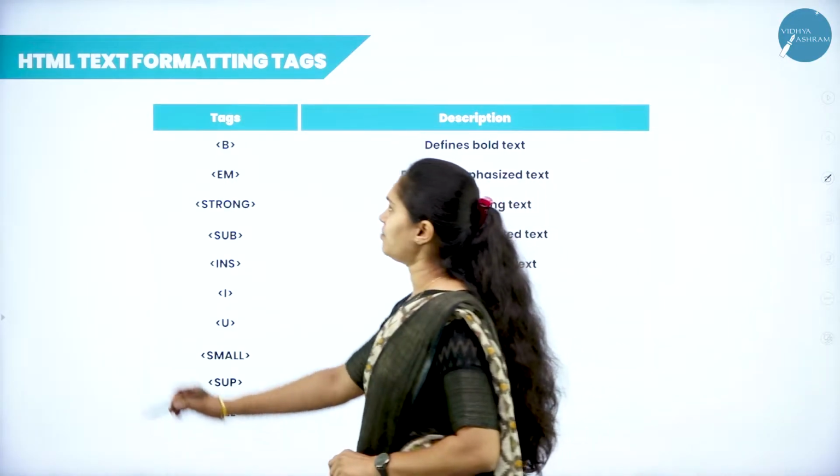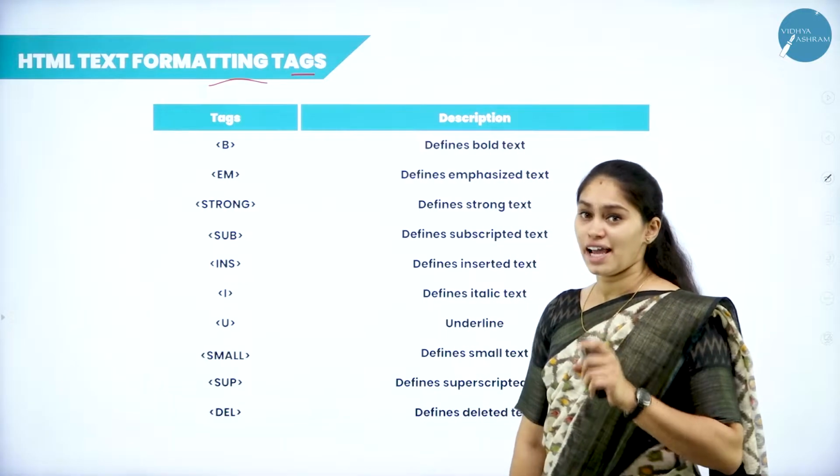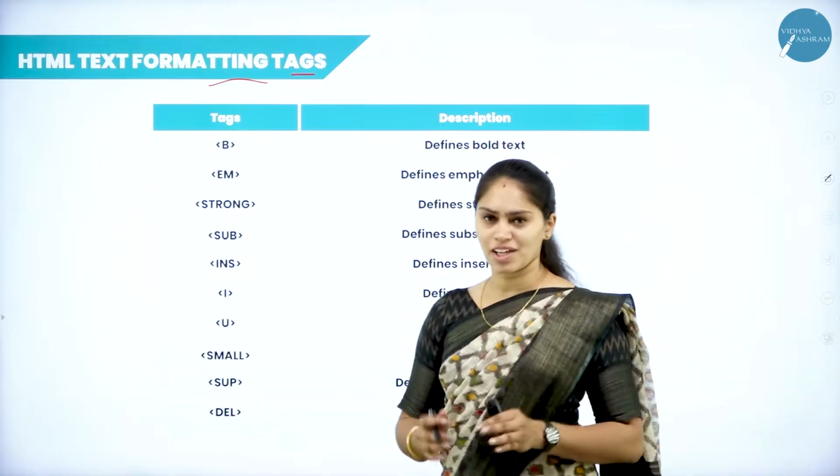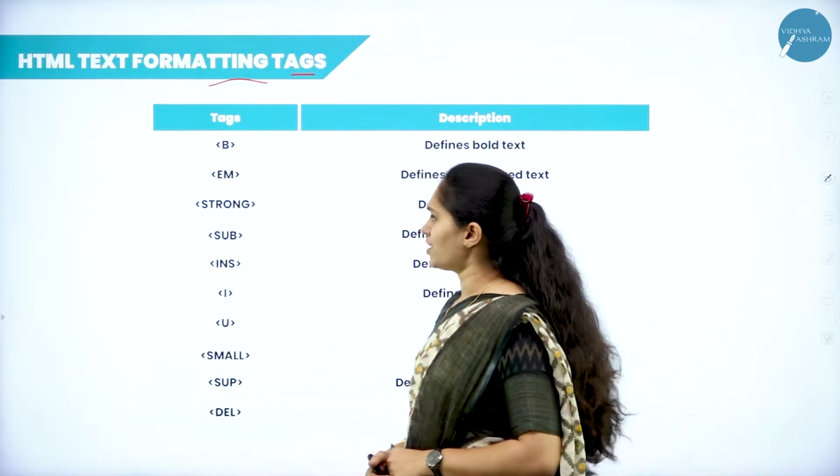So here we have HTML text formatting tags. I have listed out a number of tags along with their descriptions. That means if I use this tag, what are the benefits that I can get out of it? What is the first one?